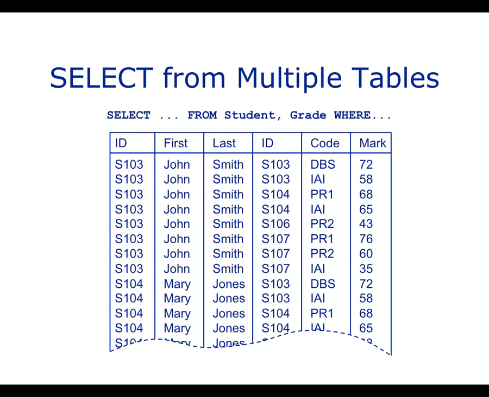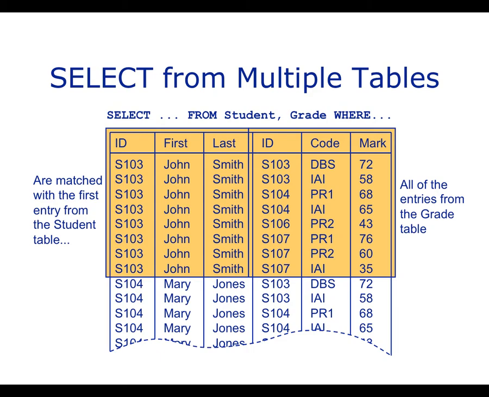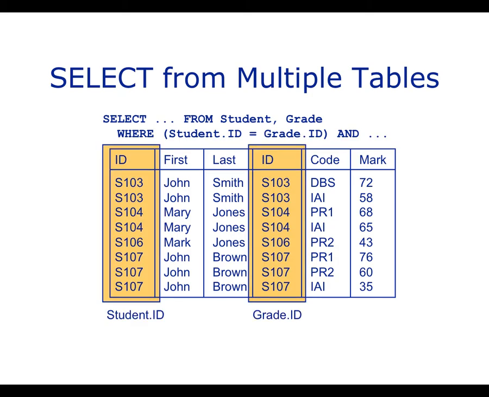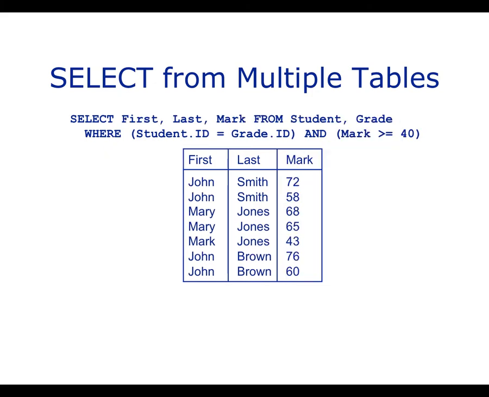This allows you to really leverage the relations and highlights all of the entries from the grade table that meet the select statement. And it ensures that they're matched with the first entry from the student table and with the second, and so on. So if I'm looking at the select from student, grade where student ID equals grade ID, the yellow highlighted shows that, and then move from there.